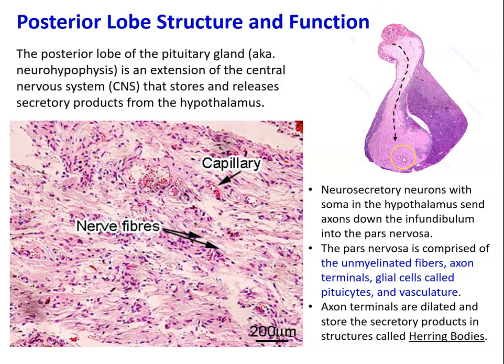The pars nervosa itself is comprised of unmyelinated fibers, axon terminals, and glial cells called pituicytes, as well as, of course, the vasculature. Axon terminals here are dilated, and they store those secretory products that are made up in the hypothalamus, and those structures are called Herring bodies.